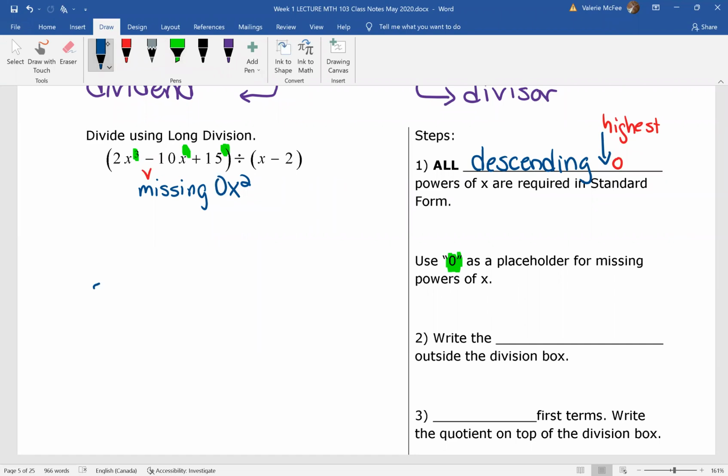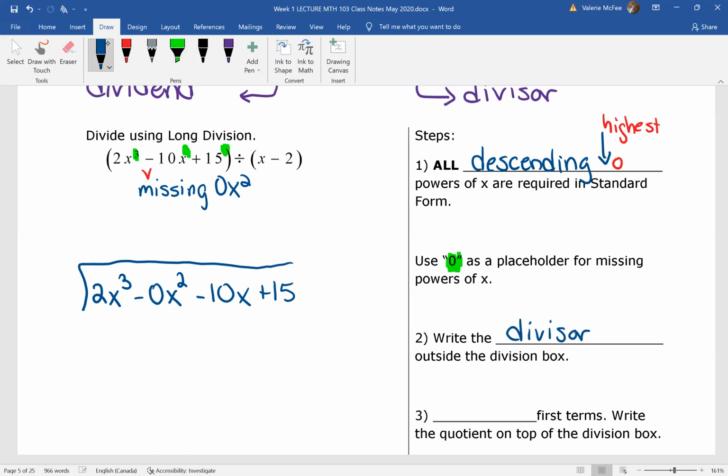So we can write this out, 2x cubed plus 0x squared, doesn't matter, it's a 0, minus 10x plus 15. We're going to put that inside our division box, and the divisor is going to go outside the division box. So our x minus 2 is going to go outside.